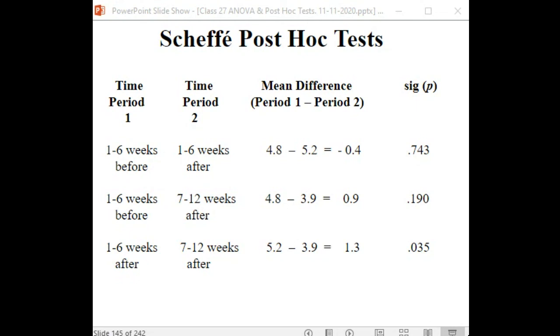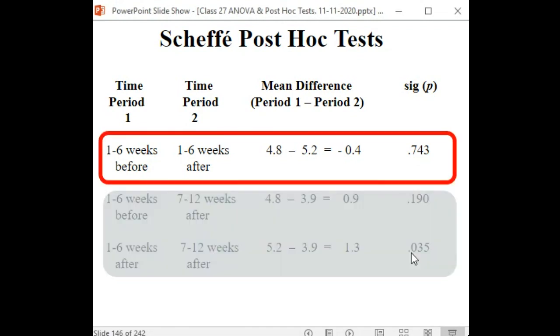The top of the printout has headings, and below the headings there are 3 rows. Each of these 3 rows reports the result of a post hoc test. We'll look at these 3 rows one by one. We'll begin by looking at the first row.